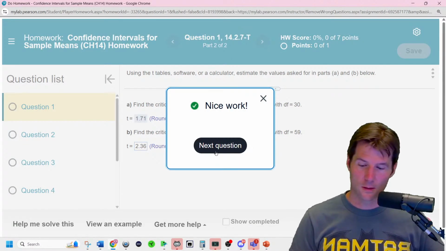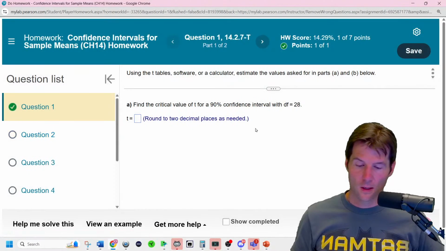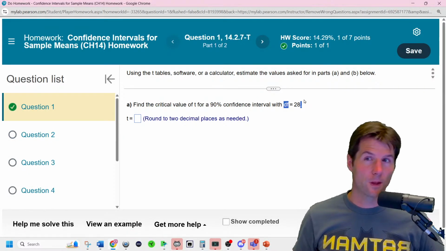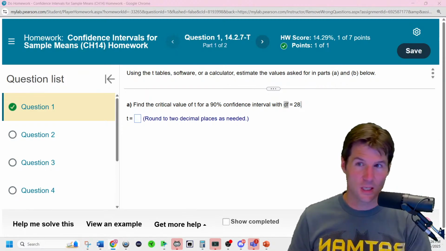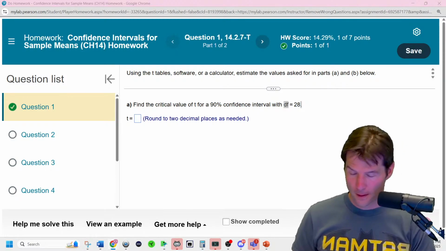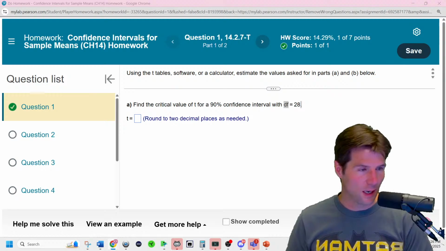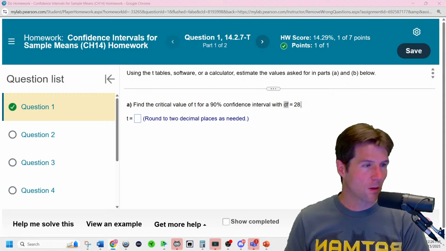How did I do that? Every T has with it what? Every single T has with it what? We learned this today. Every single T has with it what? The degrees of freedom. Great job, Douglas.